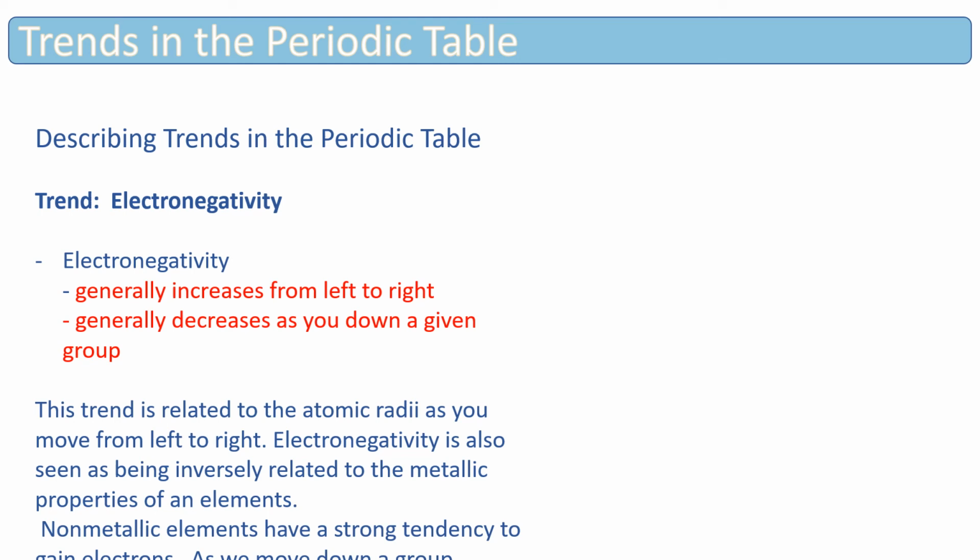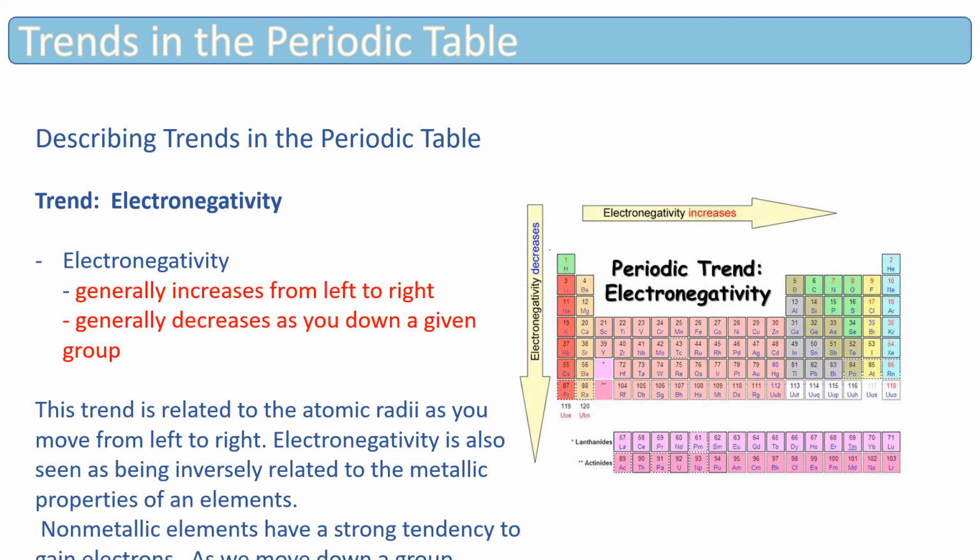Non-metallic elements have a strong tendency to gain electrons. As we move down a group, electronegativity decreases as an increase is seen in metallic properties. This diagram summarizes. As you move from left to right, electronegativity increases, and as you move from top to bottom, electronegativity decreases.